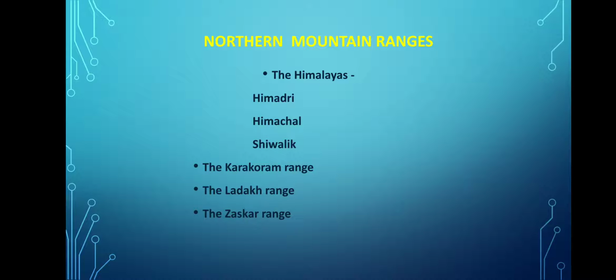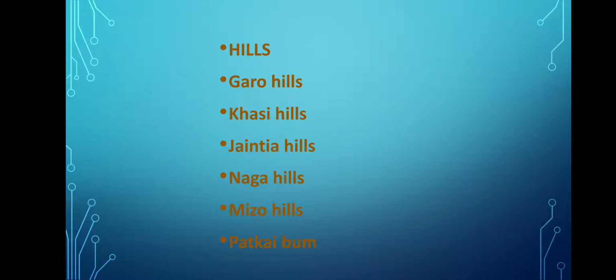Next is the Karakoram range, the Ladakh range, the Zaskar range. These mountain ranges from the northern mountains we will practice. Then some hills are also there, known as the Purvanchal hills or Eastern Himalaya. They are the part of the Himalaya located in the east, and they are isolated in some small hills known as the Garo hills, the Khasi hills, the Jaintia hills, the Naga hills, the Mizo hills, and the Patkai Bum or the Patkai hills. So these are also some important hills of Purvanchal.